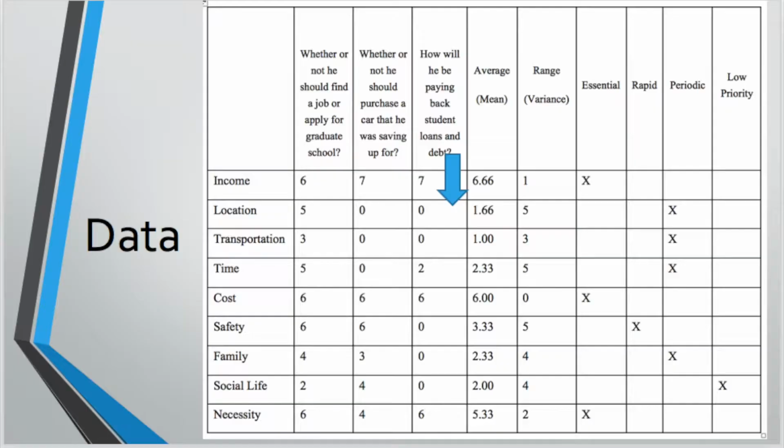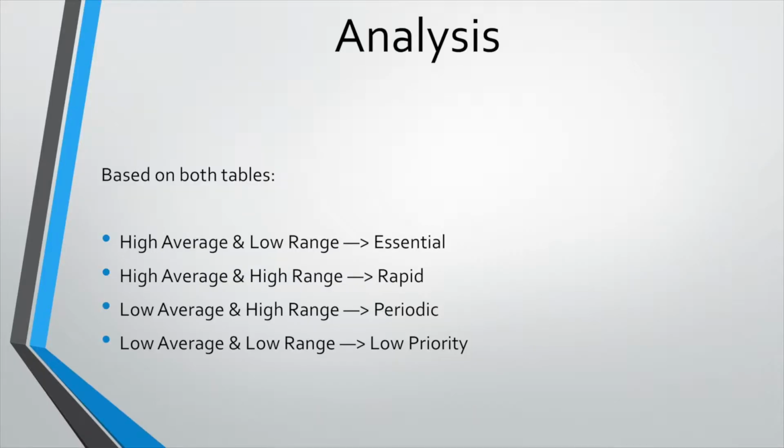Next is analysis. If you take a closer look at the tables, you see some ratings were assigned 0. This is when a factor is completely irrelevant in regards to making that specific decision. Remember to assign a rating of 0 for such factors. Based on both tables, we saw that a high average and a low range would be identified as essential information, which meant that these factors are the most significant factors when making decisions.